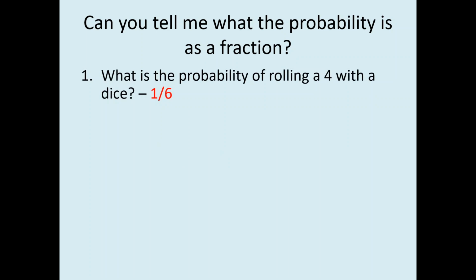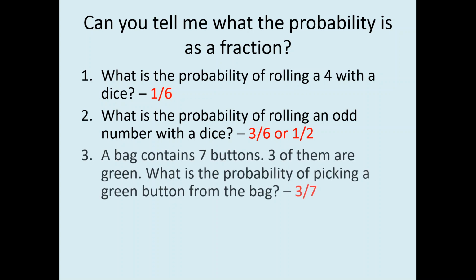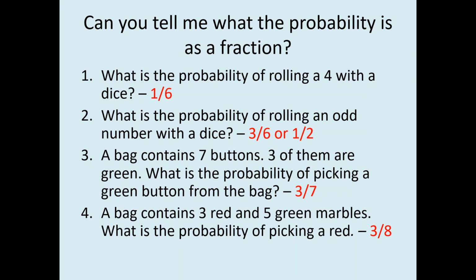First question. What is the probability of rolling a 4 with a dice? Answer is 1 by 6. Second question. Odd number with a dice: 3 by 6 or 1 by 2. And the answer of the third question: 3 by 7. And the answer of question number 4: 3 by 8, because there are 8 marbles and 3 are red. Therefore, the probability of picking a red is 3 by 8.